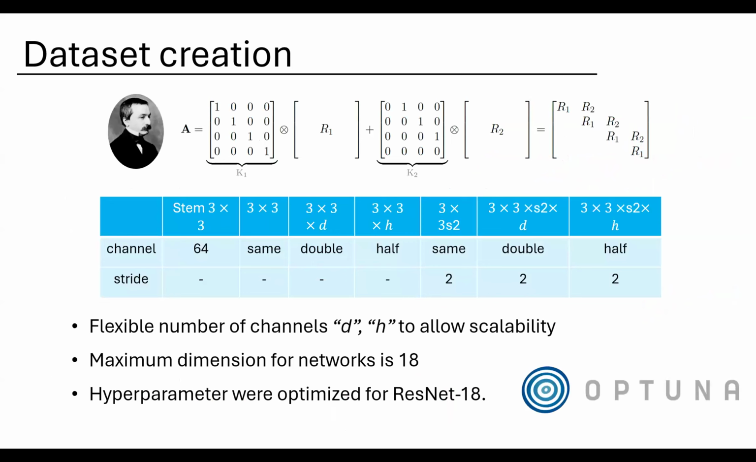In our search space, we did not choose to look for a fixed number of channels because this would have limited scalability, but we kept instead a more flexible approach by defining layers that double or halve the number of channels. We then trained the networks with the hyperparameters we found for ResNet 18.